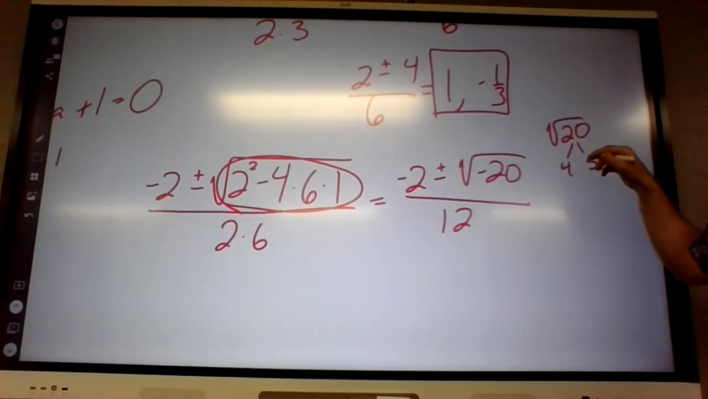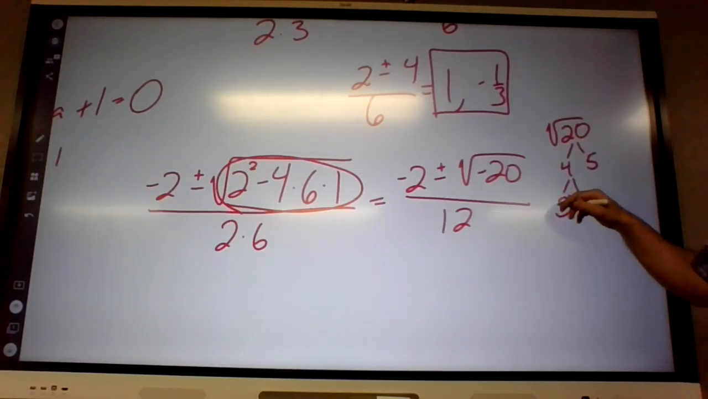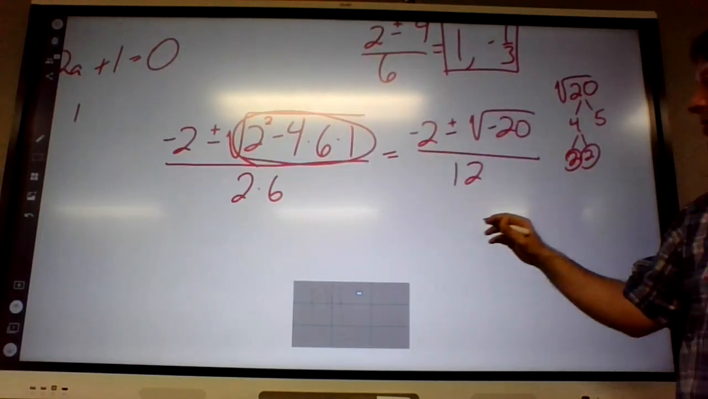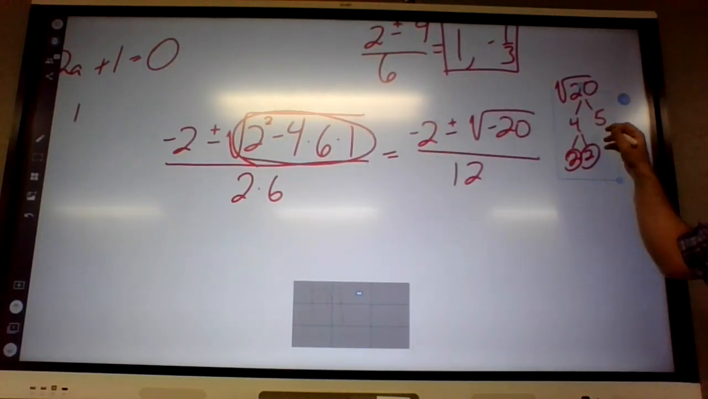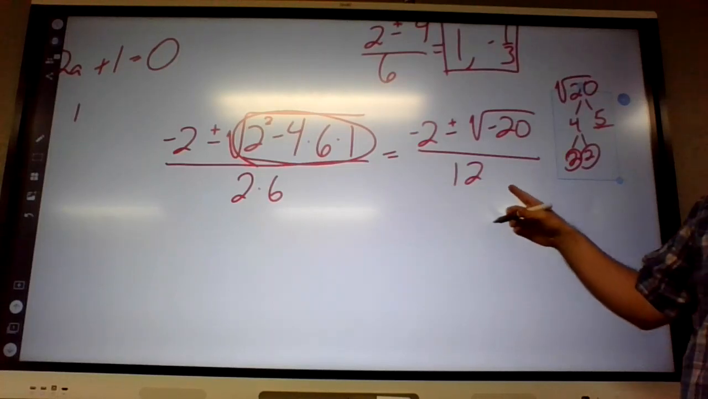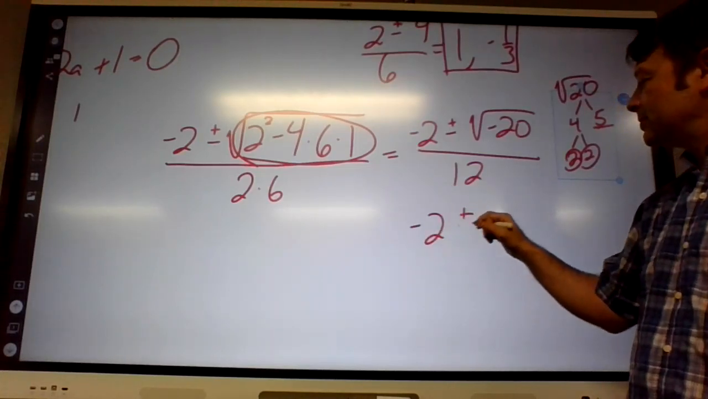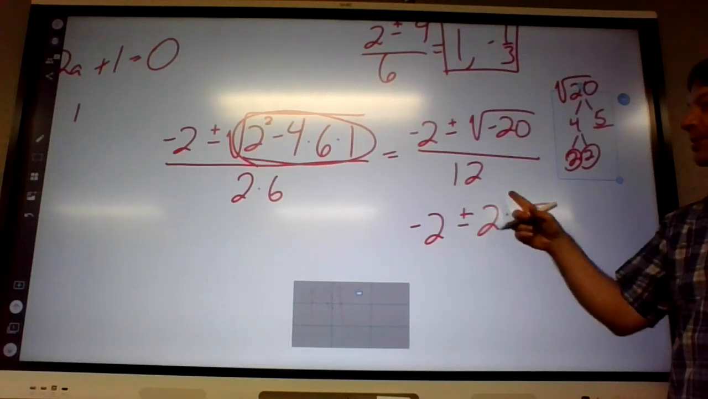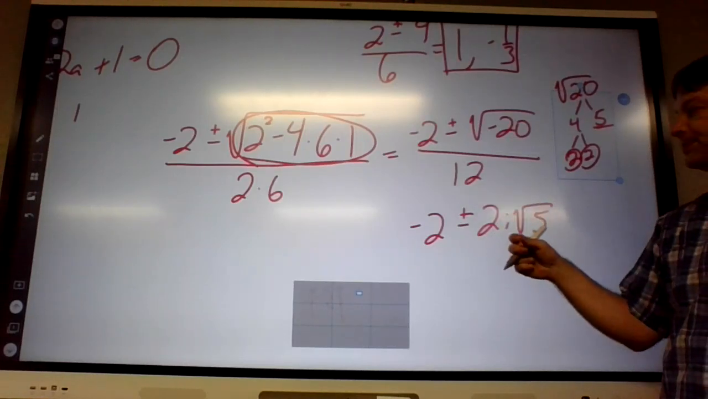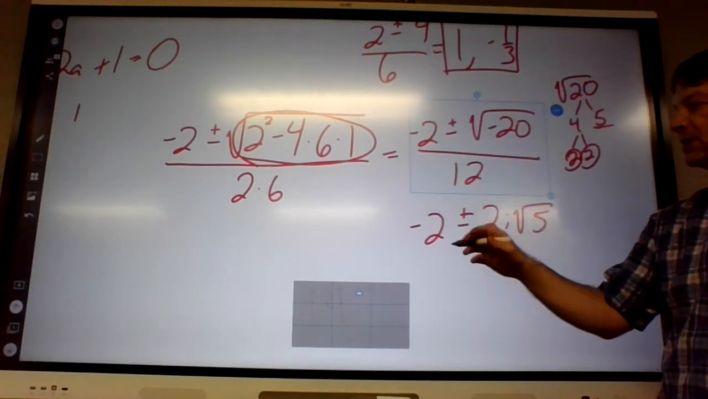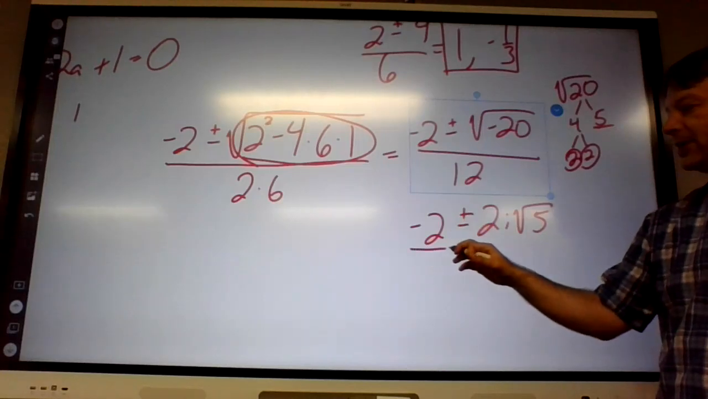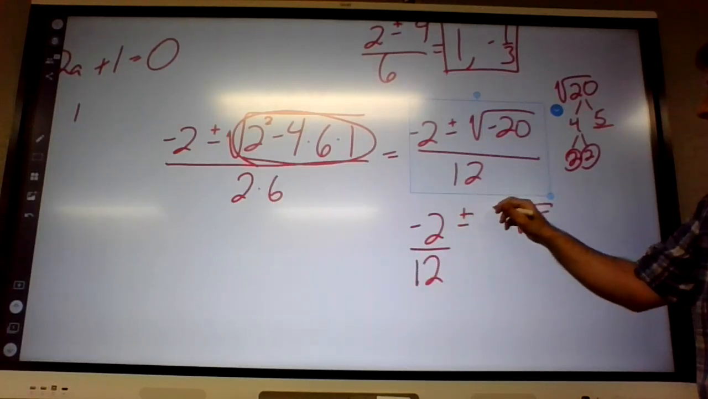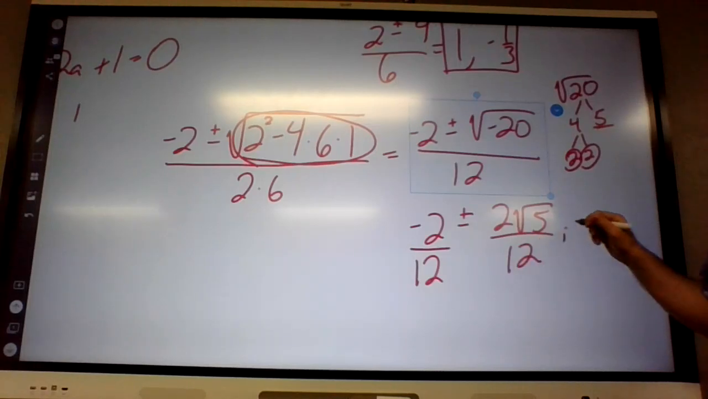But if it's a negative, what should be part of our answer? I. So it's 2i square root of 5. However, what should we do when there's an imaginary number? It's a fraction. Split it up, and you put the i at the end. The i should go at the end of the fraction. But you can simplify the number too, right?